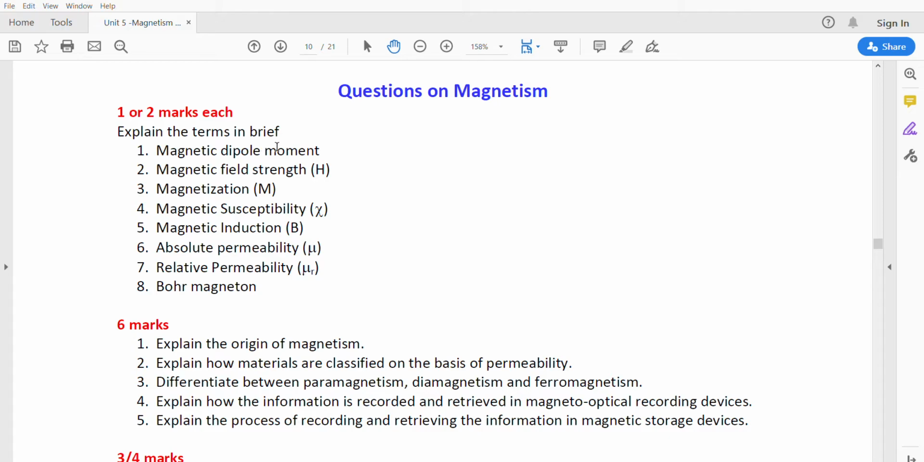Magnetic dipole moment, we need to write the definition of dipole moment, field strength H, magnetization M, susceptibility psi, magnetic induction B, permeability mu, relative permeability mu r, and Bohr magneton. These are all the definitions. For the 6 marks and 4 marks, they will ask 2-3 definitions at a time, and they will ask the relation between M and psi, B and H, M, B and H also, and the relation between mu, mu r and psi also. So go through this material, read, and practice all the relations also.